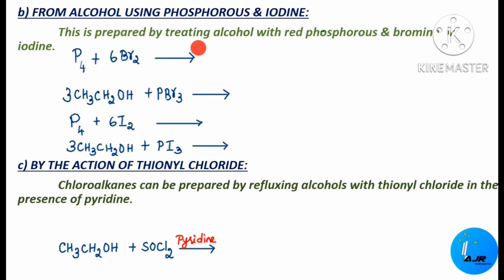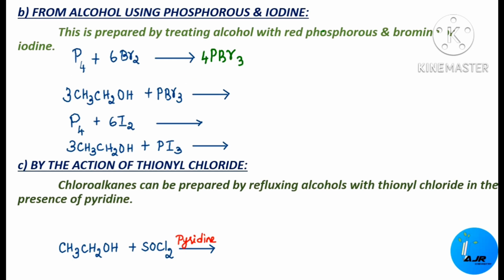Actually, this is prepared by treating alcohol with red phosphorus and bromine or iodine. So either phosphorus is treated with bromine or phosphorus with iodine in the presence of alcohol, and it's possible to produce haloalkanes. Let us see how this reaction is taking place. Actually, this phosphorus is treated with bromine. So first we'll be getting PBr3, 4 times.